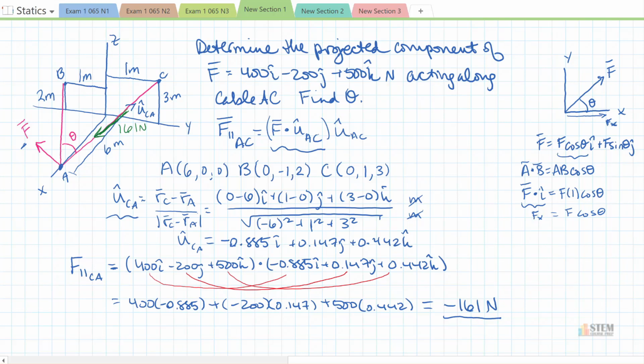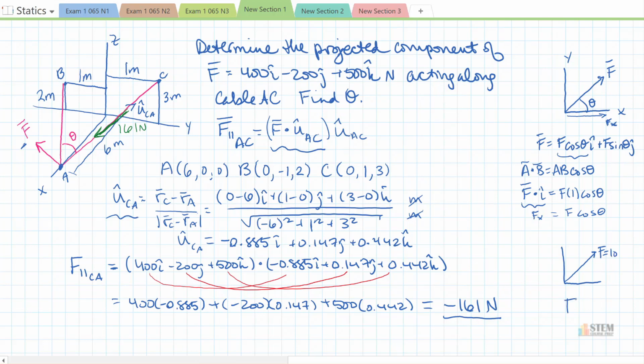Okay, so now I want to write this as a vector. Now let's think about what we normally do when we want to have a force vector. All right, so let's say I'm given a magnitude F here. All right, it would be 10 or whatever it would be.